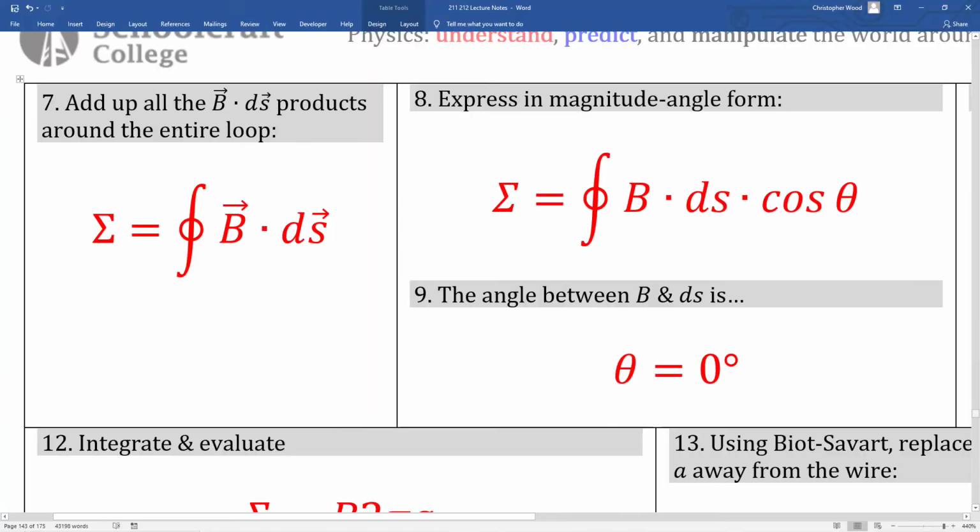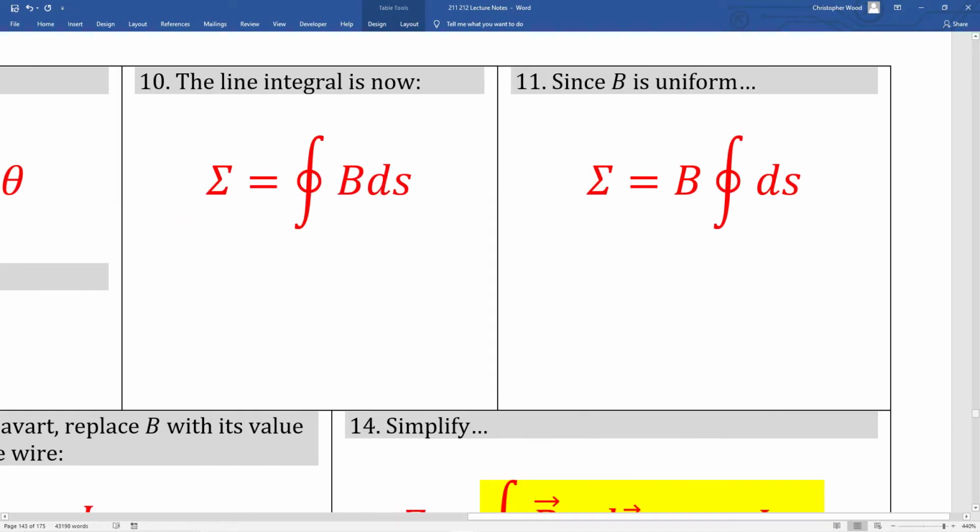Box 7 says, okay, let's add up all of those dot products. Let's take the dot product of vector B and vector ds and add them all up along that entire contour or loop. Box 8, let's represent the same thing using magnitude angle form. Box 9, satisfy yourself that the angle between that vector B and the vector ds is theta equals 0. They are parallel. Box 10, this is what we get because cosine of 0 equals 1.